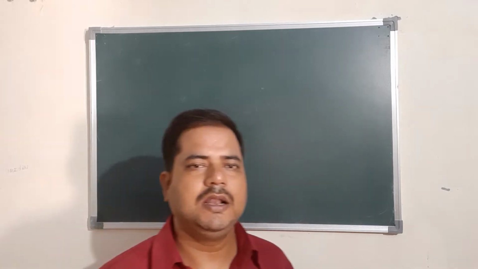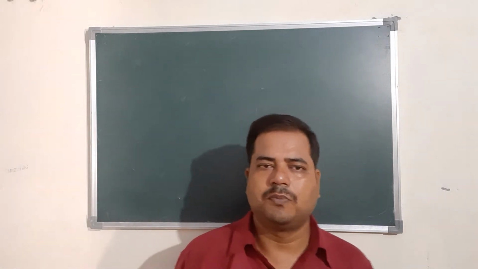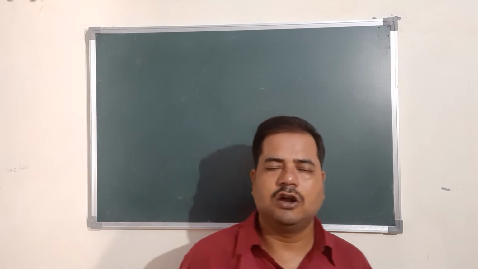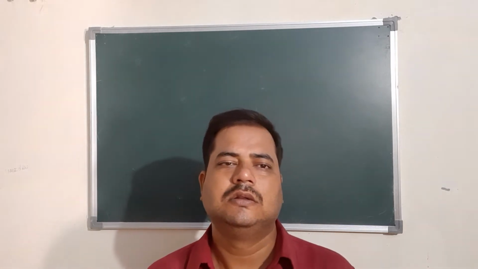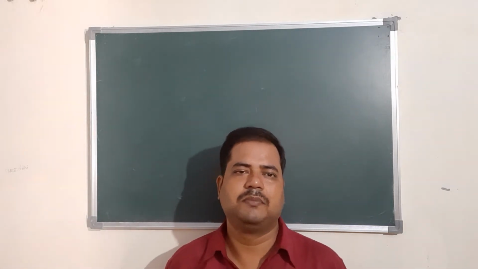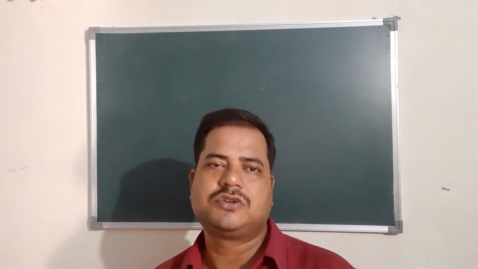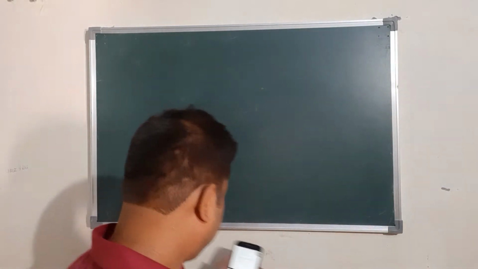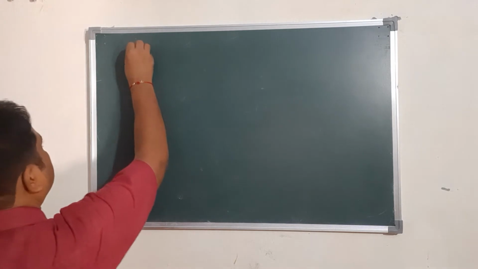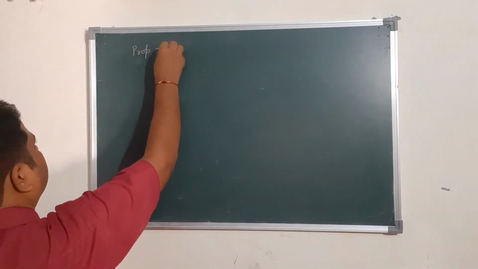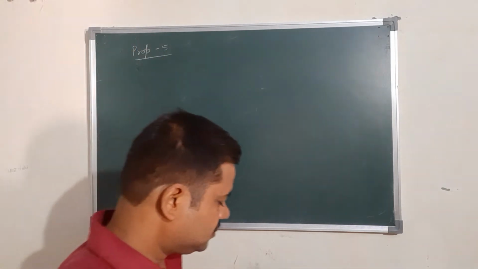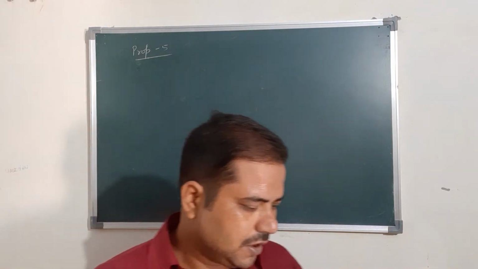The chapter is determinants and the topic is properties of determinants. We had already covered 4 properties, so from property number 5 onwards we are going to discuss now. So property number 5. Okay, so see property number 5.